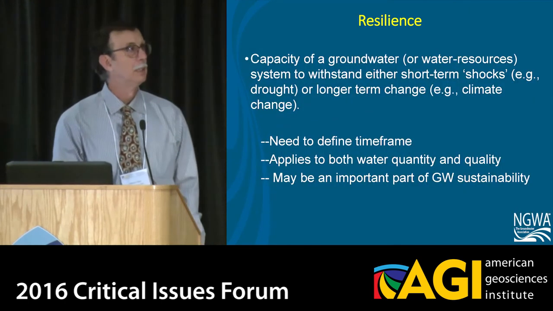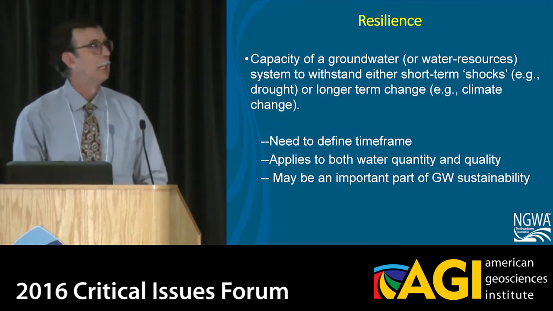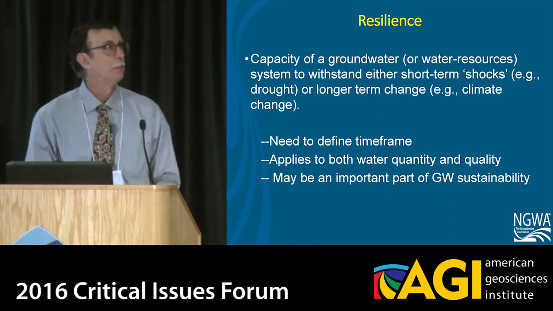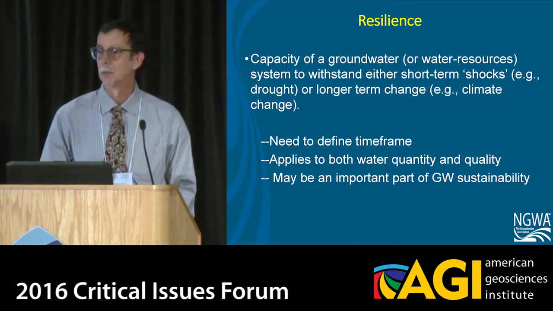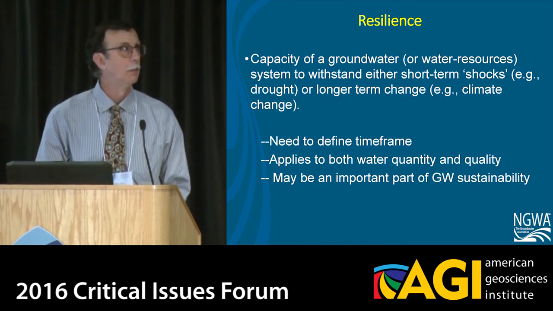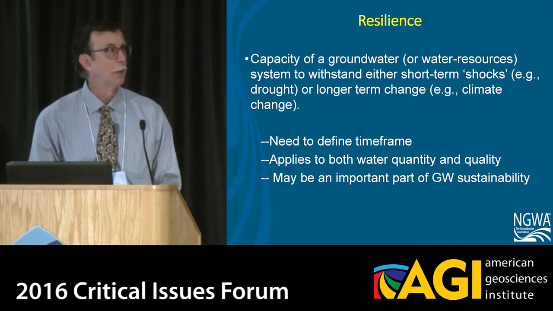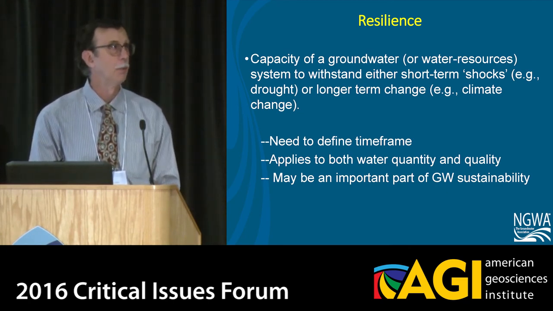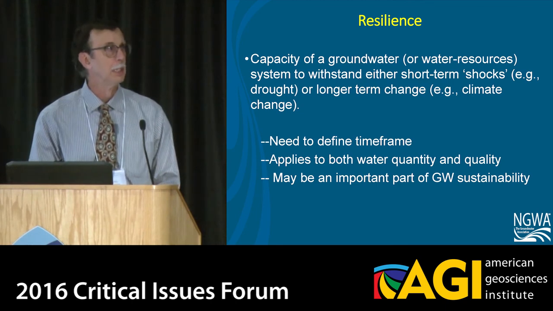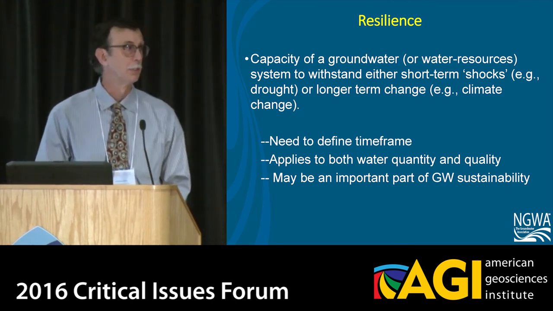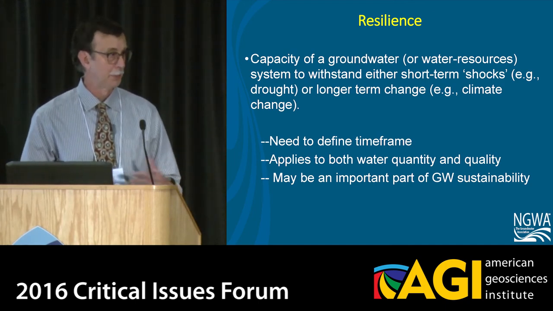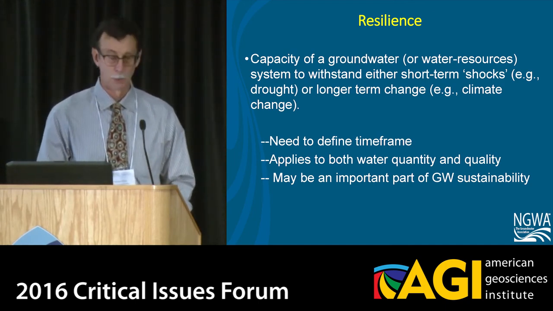Okay, part four, resilience. You hear the term resilience a lot these days relative to groundwater. And so we define it, NGWA, we have a definition: it's the capacity of a groundwater or water resource system to either withstand short-term shocks, such as drought, or longer-term change, such as climate change. And of course, it depends on your time frame and applies to both water quantity and quality.